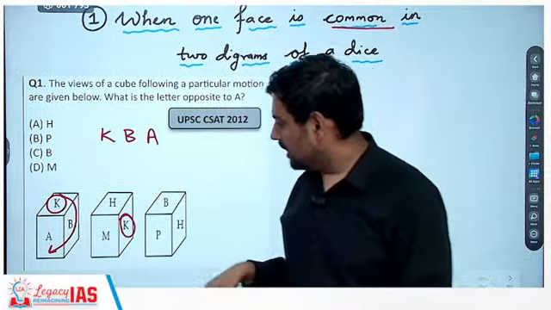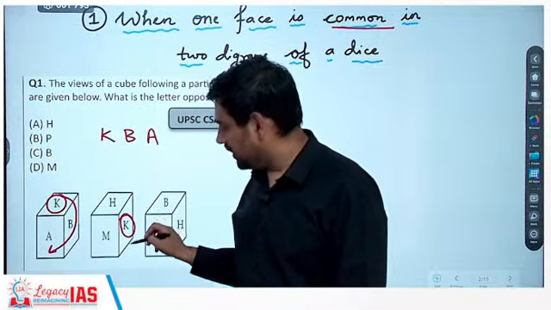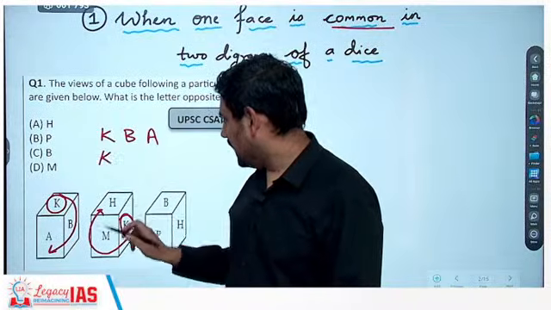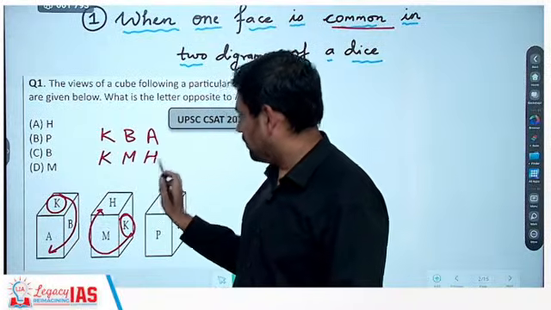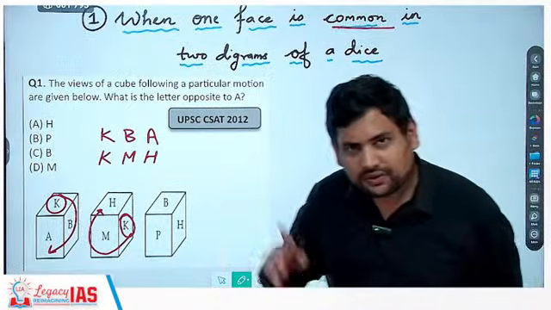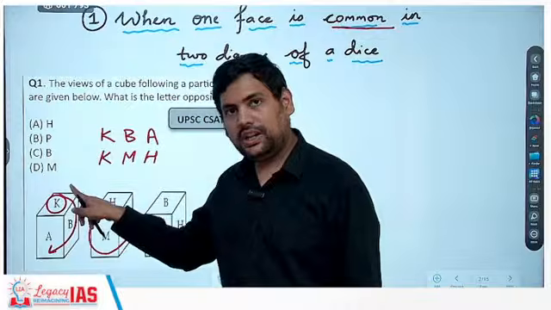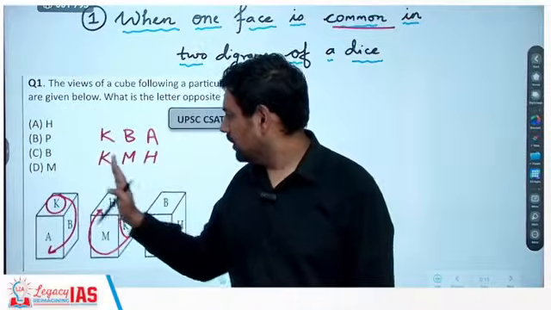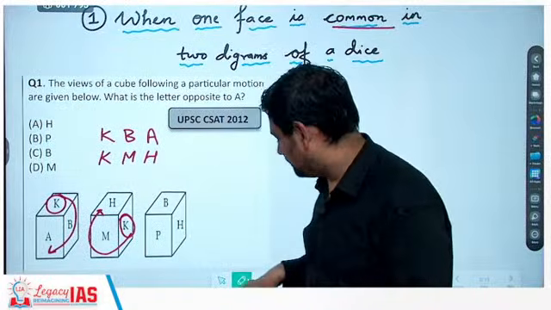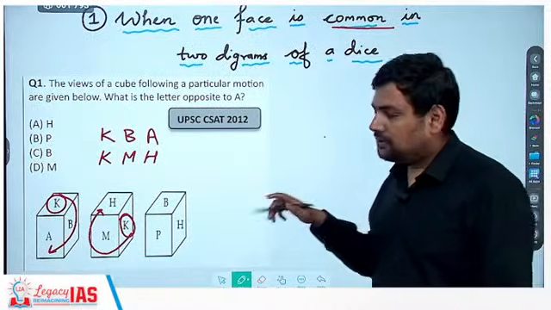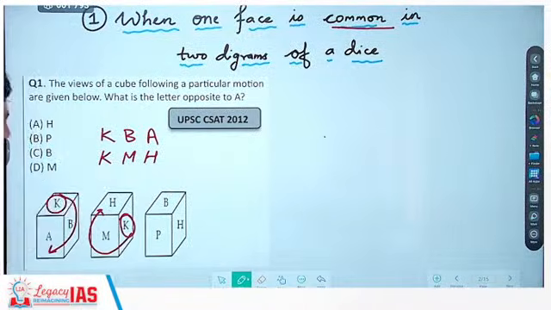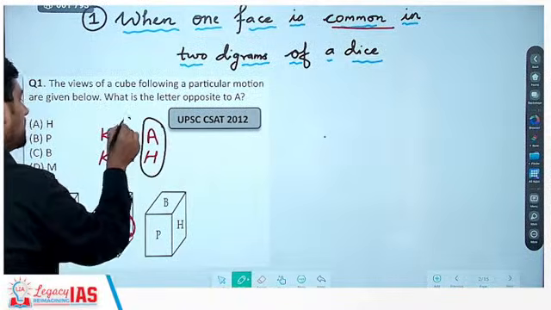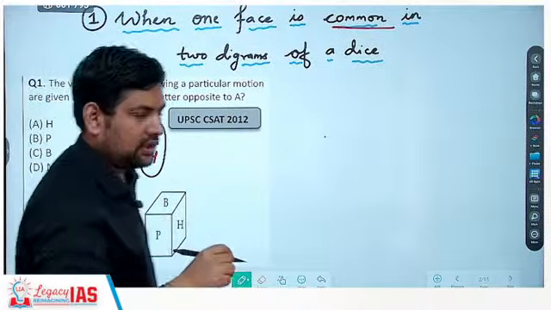Now the next one. I again start with K and go in clockwise direction. It becomes K M H. You first find the common element, and from it you write the letters in clockwise direction. So it becomes KBA and KMH. Whatever is written correspondingly are opposite to each other. So A and H are opposite to each other, B and M are opposite to each other.